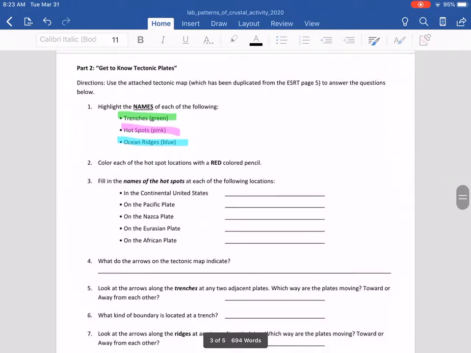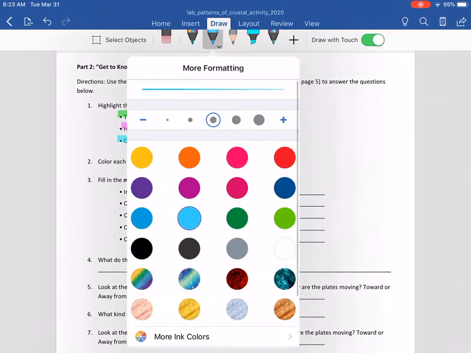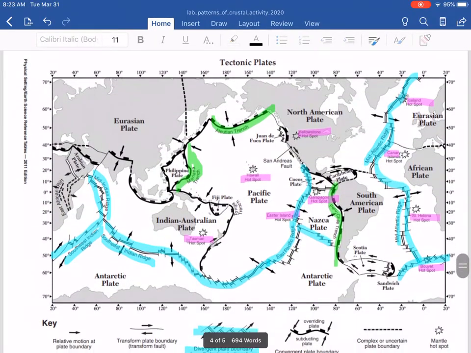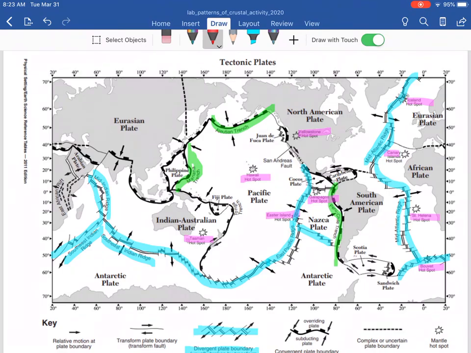Yep. So the next task is asking us to draw with red the locations of the hotspots. We did their names in pink, and what we're going to do is color in those little star blast patterns with the red. So, Yellowstone, Hawaii, Galapagos, Easter Island, Iceland, Canary, St. Helena, Beauvais, and Tasman. Okay. There we go.